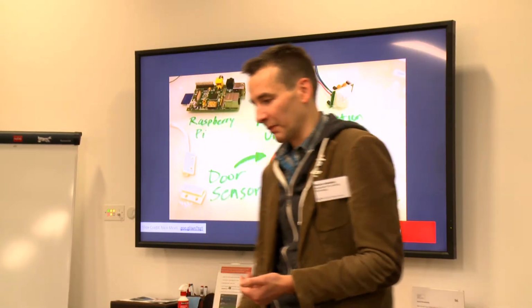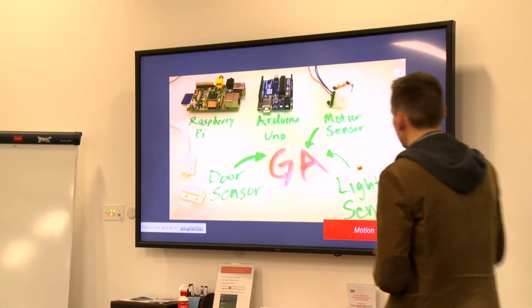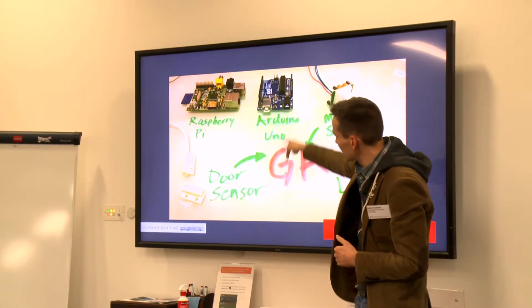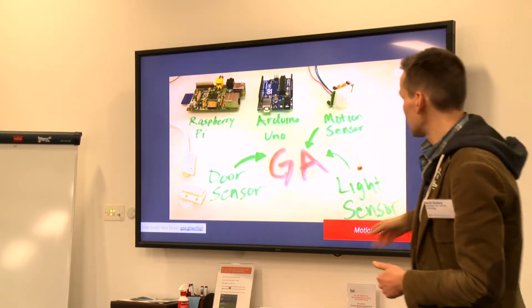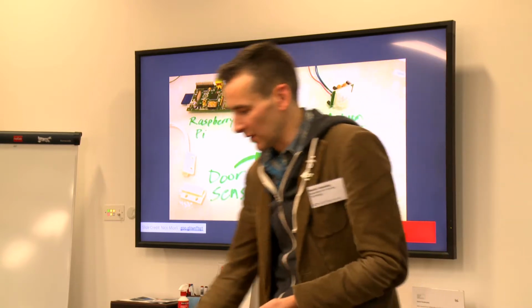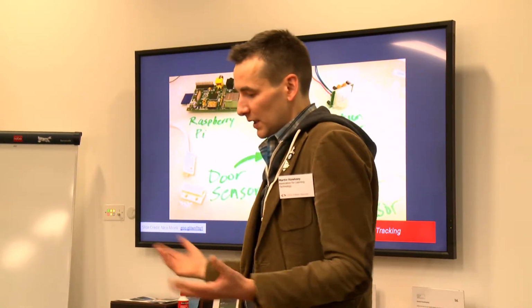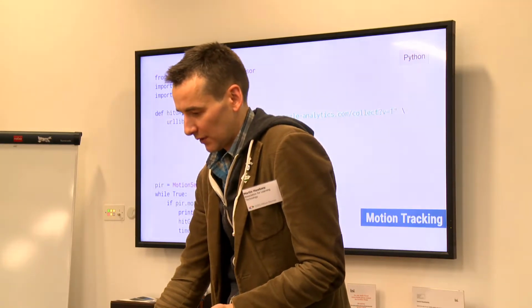So this is from Nico. He's got his motion sensor, his Arduino, his Raspberry Pi. He's actually got some other physical sensors, light sensors, door sensors. And so he's basically sending motion tracking data into Google Analytics. So what might you want to do with that?